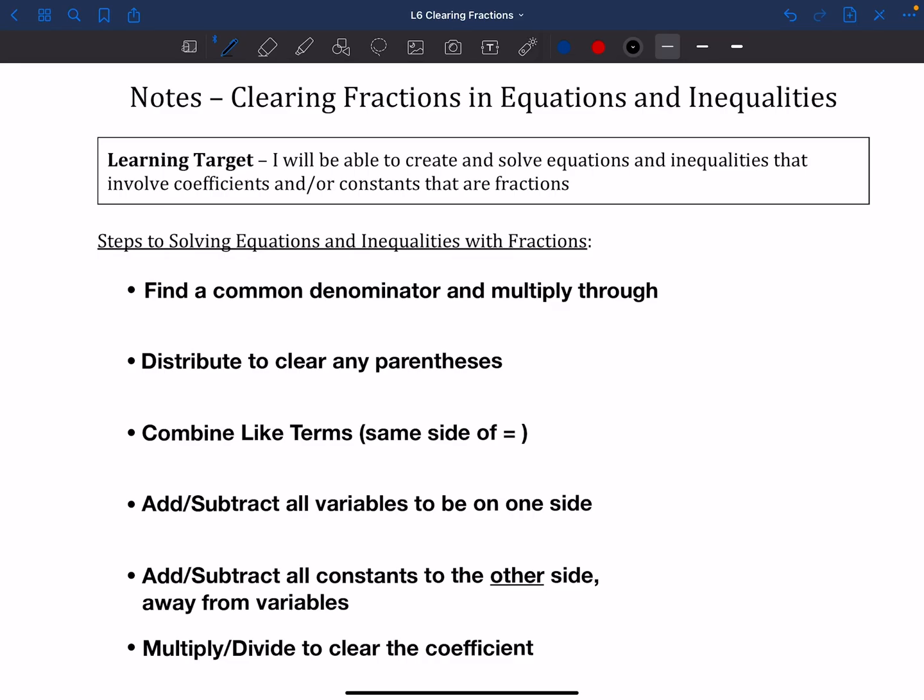Hello everyone. Alright, so today we're going to talk about how to clear fractions in equations and inequalities. So don't be freaked out. There are going to be times where we run into fractions, but what we're going to learn today is how to handle those and basically how to just get rid of them right off the bat. I'm not going to say it's going to be easy, but we can do this.